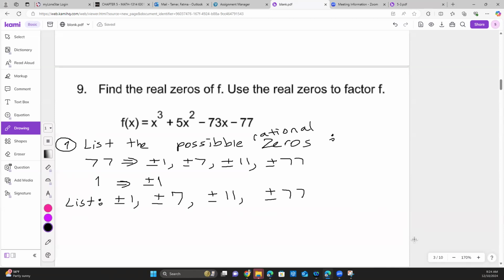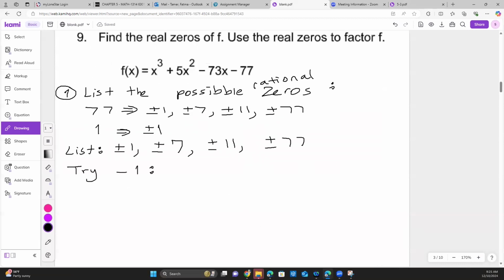Now, I am going to pick one of these numbers and plug it in to see if it will give me a remainder of 0, which makes it a 0. So for the first one, I'm just going to try one of the answers. I want to try negative 1. Let's just try if negative 1 can be a 0.